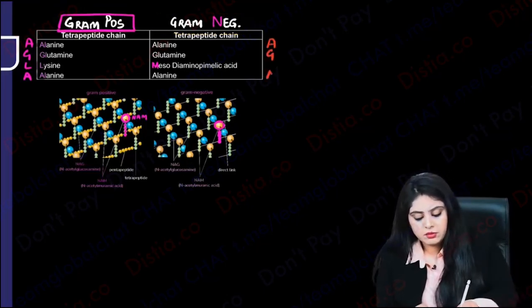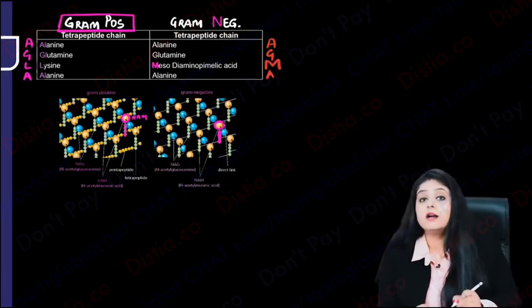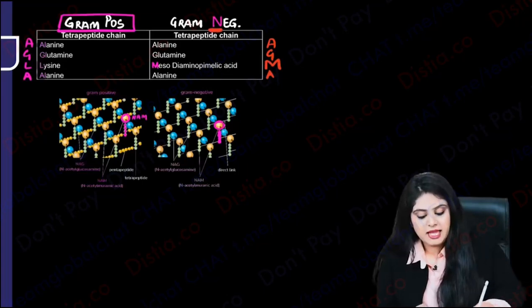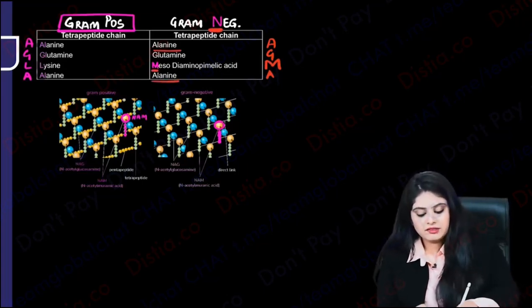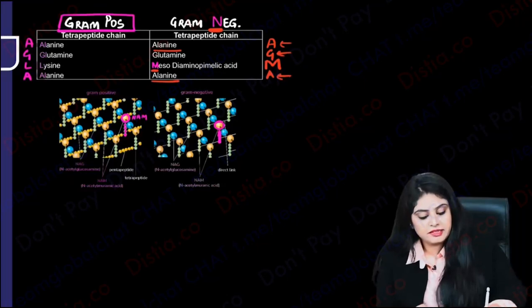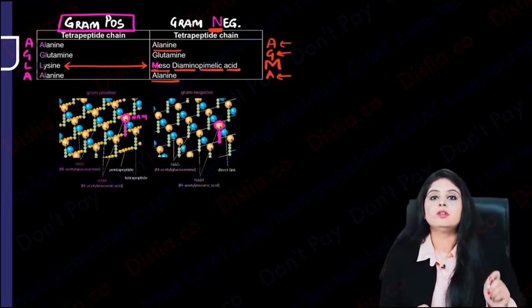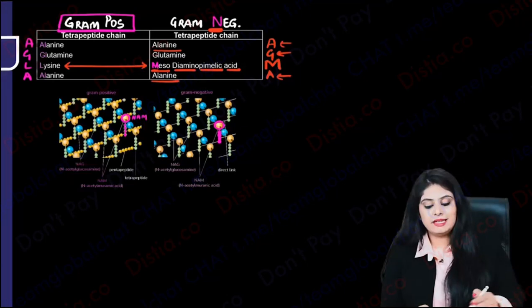But one of them is going to change. It is now going to become AGMA, because in gram negative the alphabet M will come. AGMA, that means A and A obviously remain the same, that is alanine, alanine. Glutamine also remains the same. This lysine is replaced by mesodiaminopimelic acid. So some M is gonna come. Mesodiaminopimelic acid is gonna come.